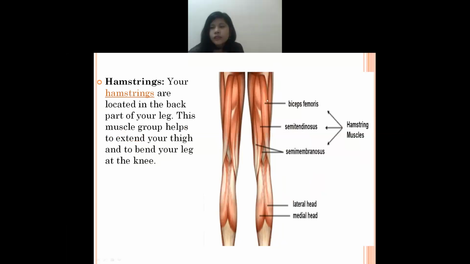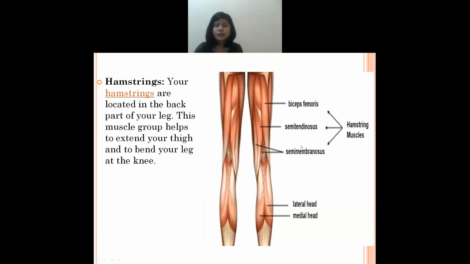Okay, next is hamstrings. All this area is known as the hamstring muscle. This hamstring muscle is located at the back of your leg. Understand? At the back. At the front, what muscle was located? Quadriceps. Quadriceps is at the front of your thigh. At the back of your thigh, what is the name of the muscle you find? Hamstrings. All this, all this.